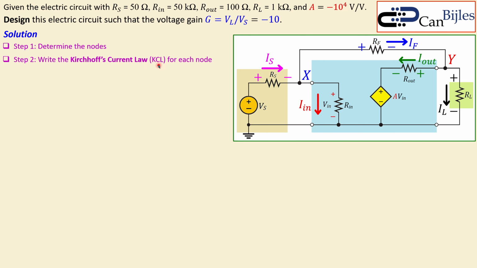So Kirchhoff's current law, KCL, will be now developed for each node. Node X, let's do that first. So what we have is IS is going in this node X and it produces IN and IF. That's actually shown here. Now if I want to write this down using voltages and resistors, you get this. So Vs, this node, minus Vx or Vin, that's the same, divided by Rs is equal to Vin over this resistor, Rn, plus Vin minus Vl or Vy over Rf.